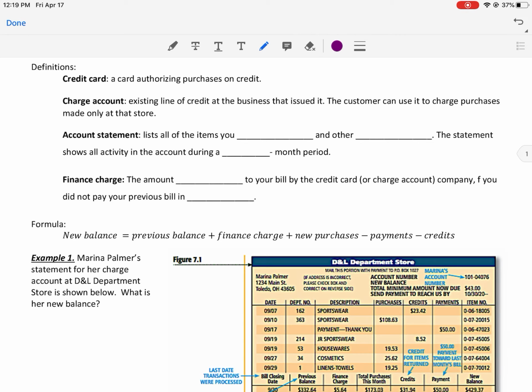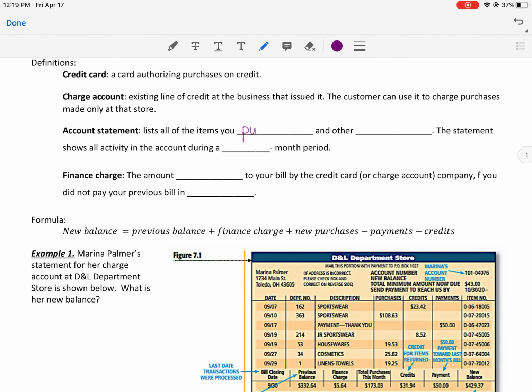Your account statement is going to be the list of all the items you purchased and other transactions. The statement shows all the activity in the account during a 1 month period. And the finance charge, which we're going to delve into more next time for how you compute it, but for now, just recognize it. It's the amount added to your bill by the credit card or charge account company if you did not pay your previous bill in full. So that's the trick with credit cards: if you don't pay it off in full each month, that's when you start getting charged interest.